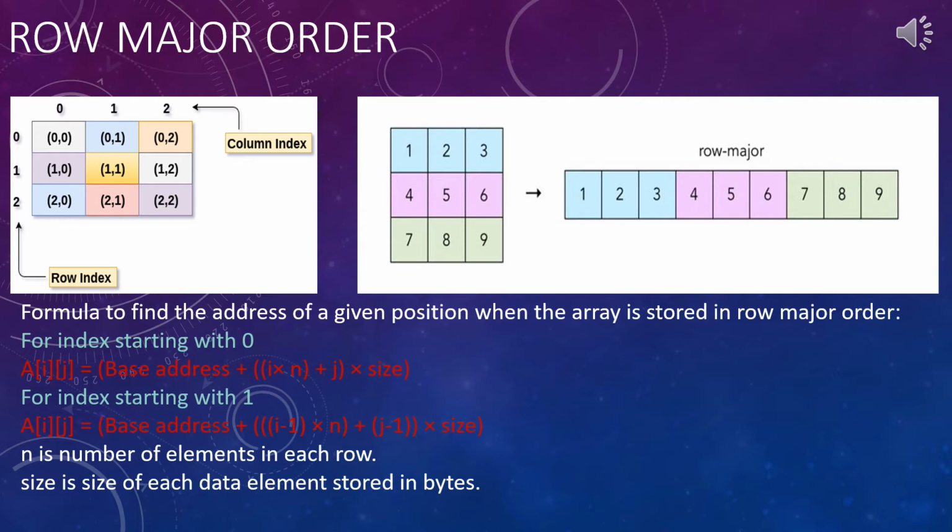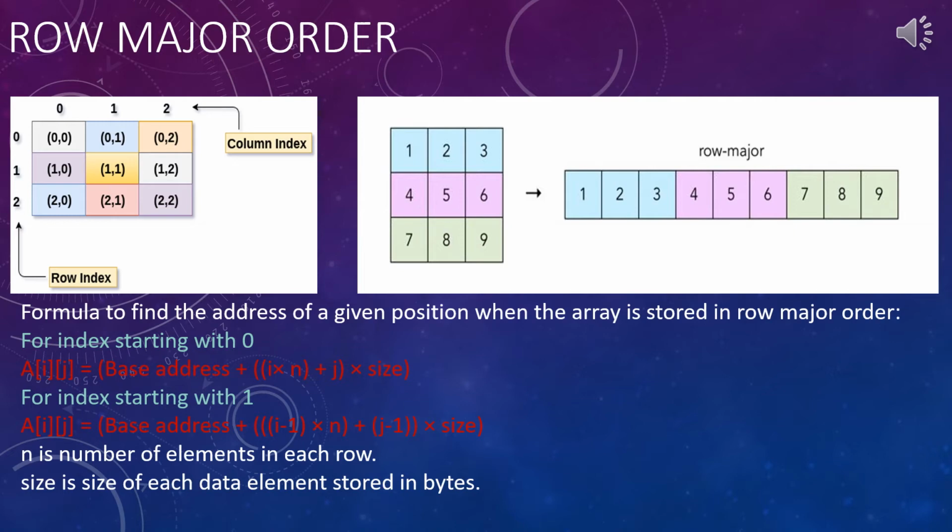Now how are these elements stored so that the memory allocation is sequential? One way is storing the elements row by row. That is why it is called row major order. That means elements in the first row are stored first, that is 1, 2, 3, followed by the elements in the second row 4, 5, 6, followed by the elements in the third row 7, 8, 9.